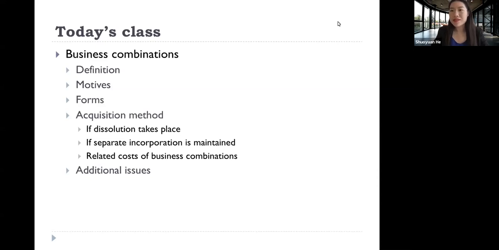Starting from today's class, we are going to talk about consolidation. But before we talk about consolidation, I want to spend some time talking about business combination. Consolidation is what we do when business combination is established. So what is business combination and what are the different forms of business combination? And also the specific method we use in consolidation is called the acquisition method. So we're going to spend some time talking about the acquisition method as well in today's class.